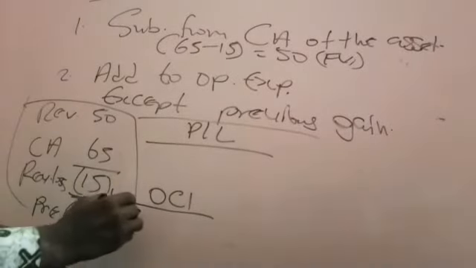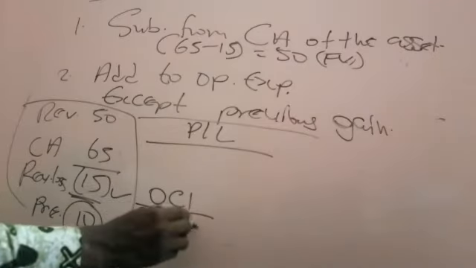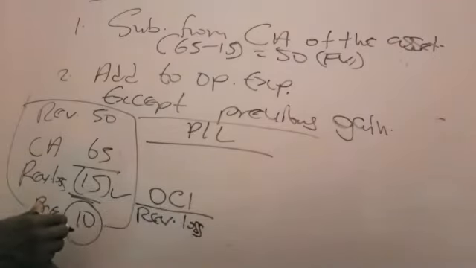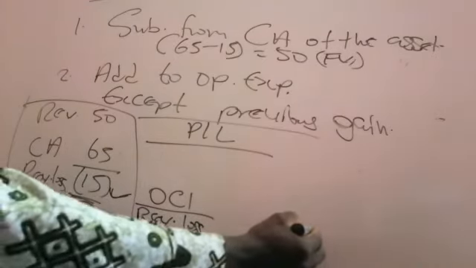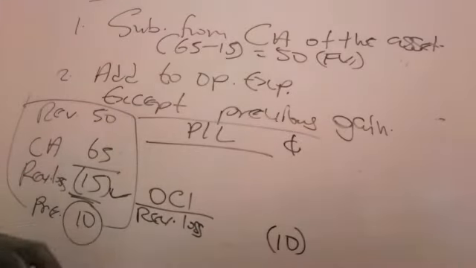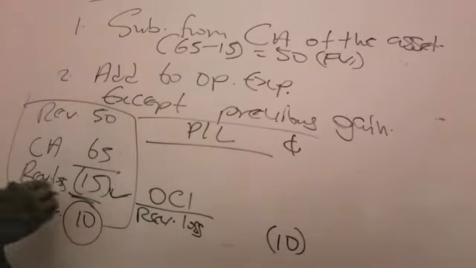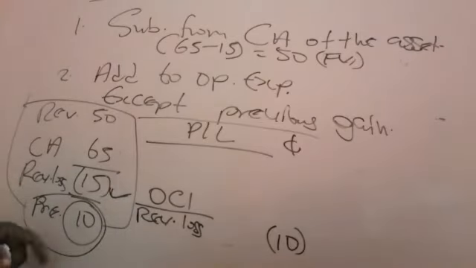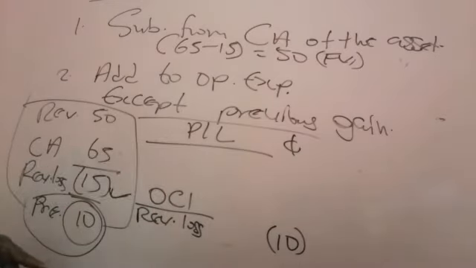So the gain, the revaluation loss, but now we have a loss of 15. So we are going to reverse that gain. So I write 10 here, put in brackets. So a portion of the loss must be released to the OCI to reverse the gain, because the gain will be in OCI. Then the remaining balance, we now record it in the P&L as an expense.